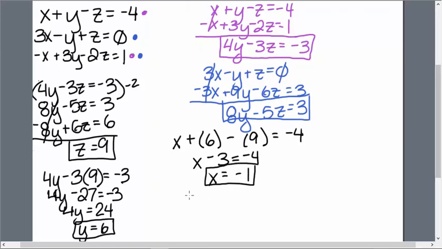So there are all three of my variables that I needed to find. If you'll remember that your answer should always be a coordinate point, and they always go in alphabetical order. So I have x, comma y, comma z, or in other words, negative 1, comma 6, comma 9.